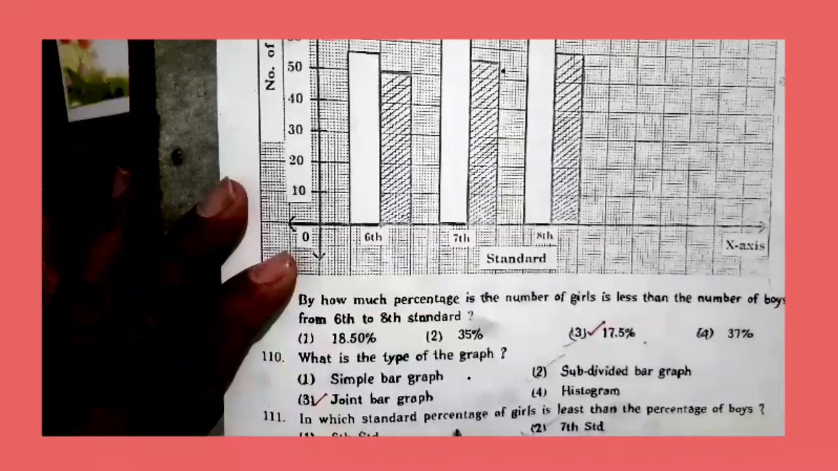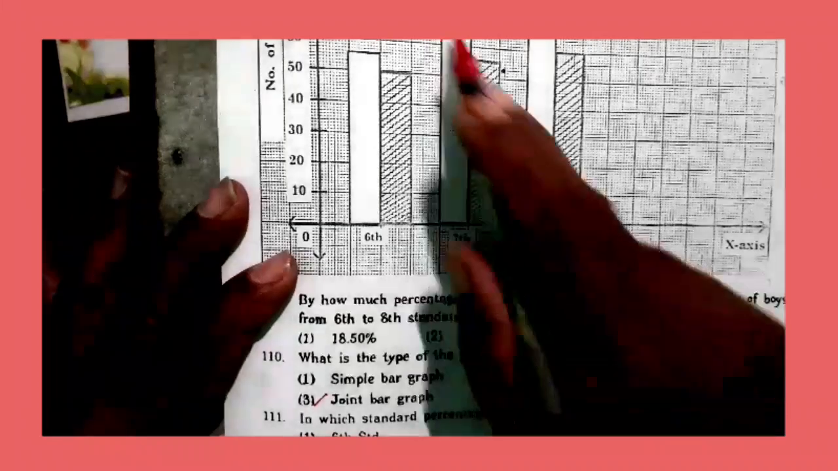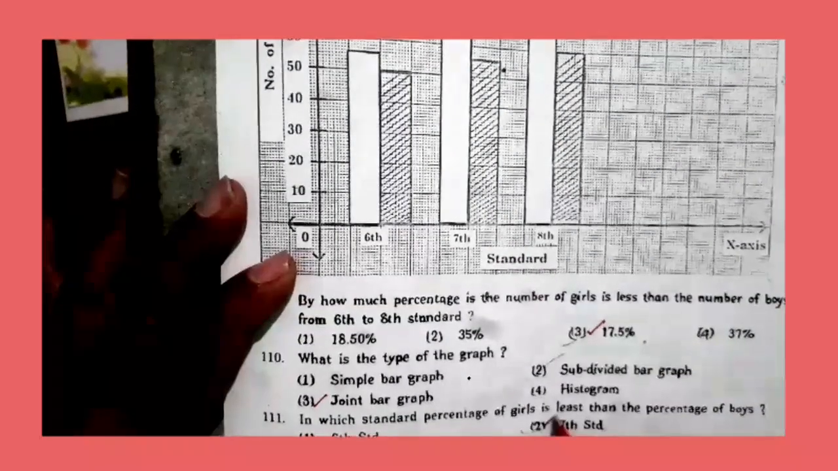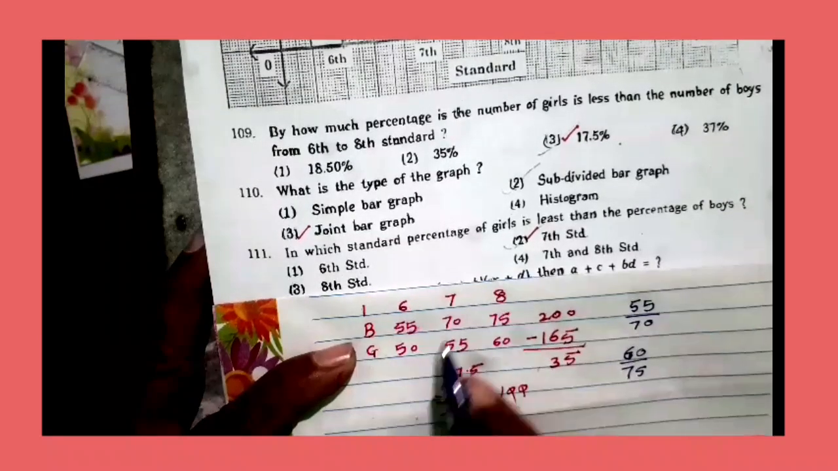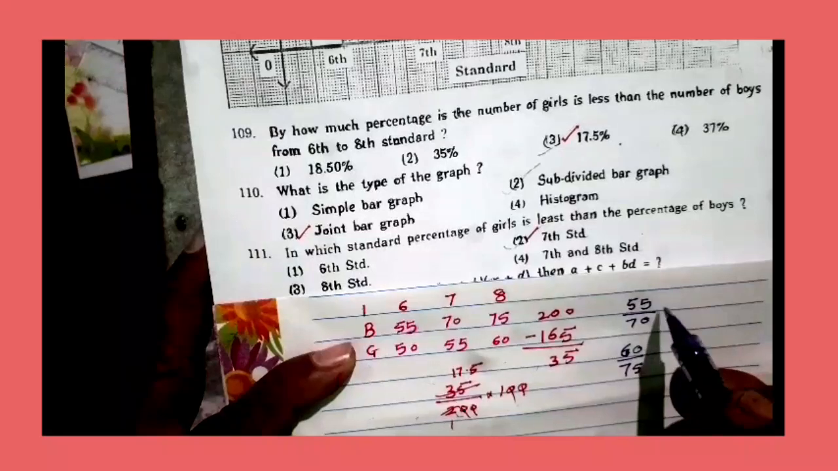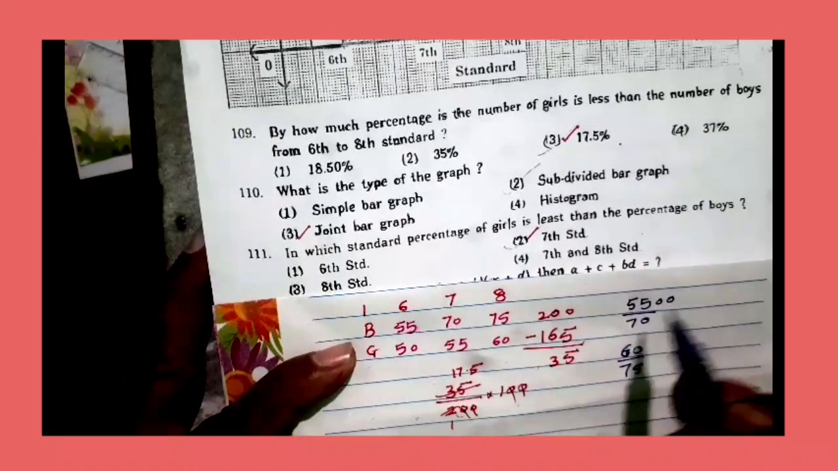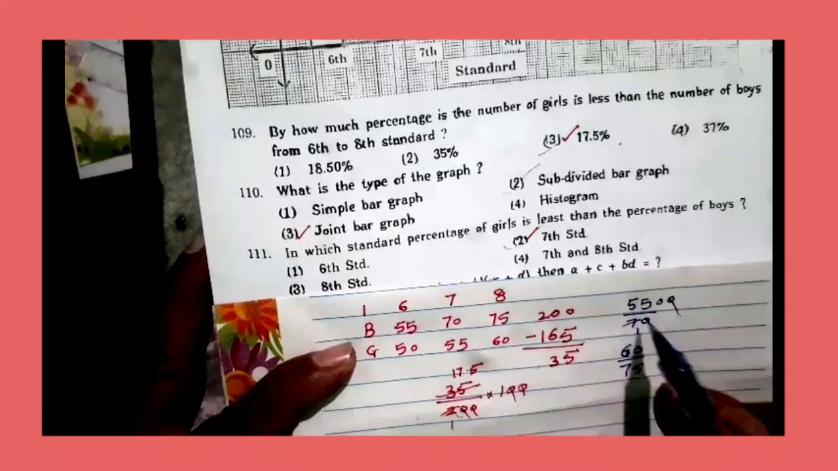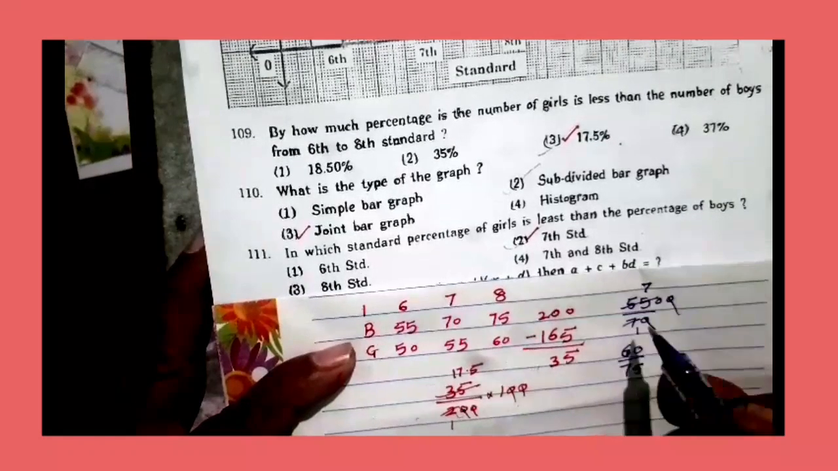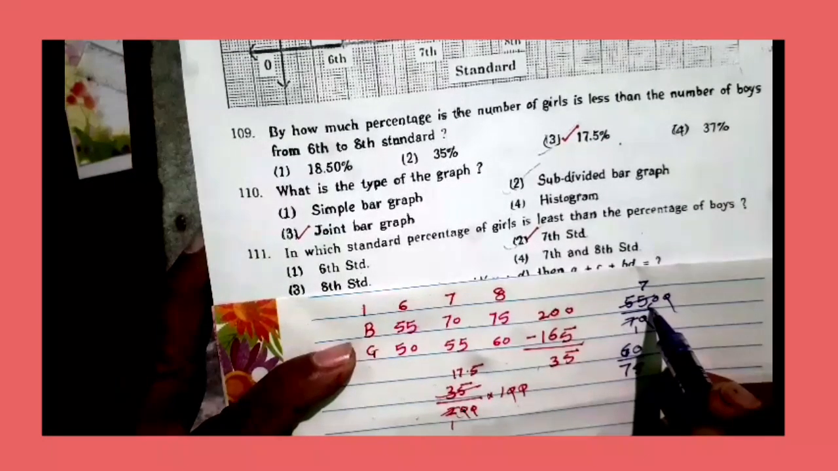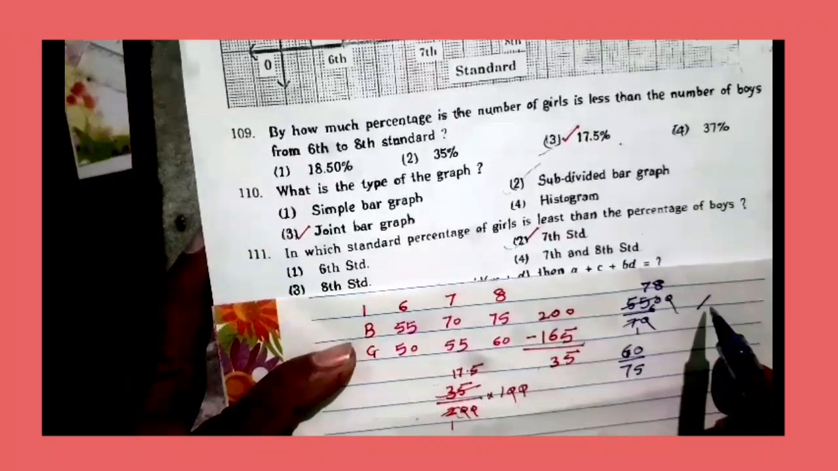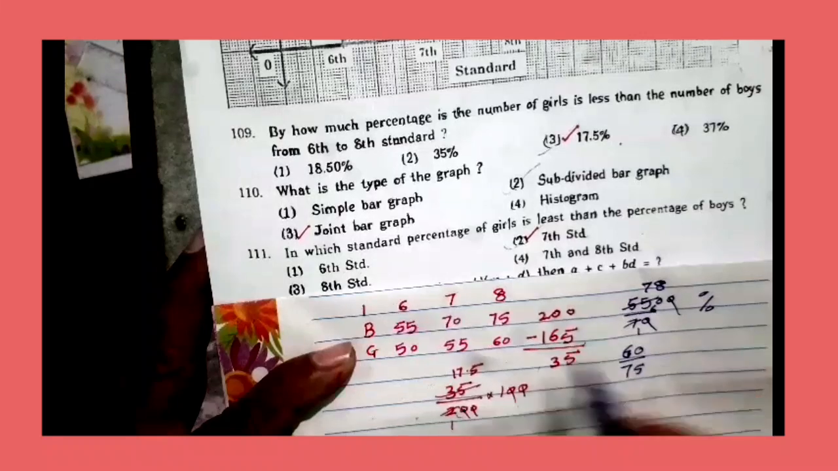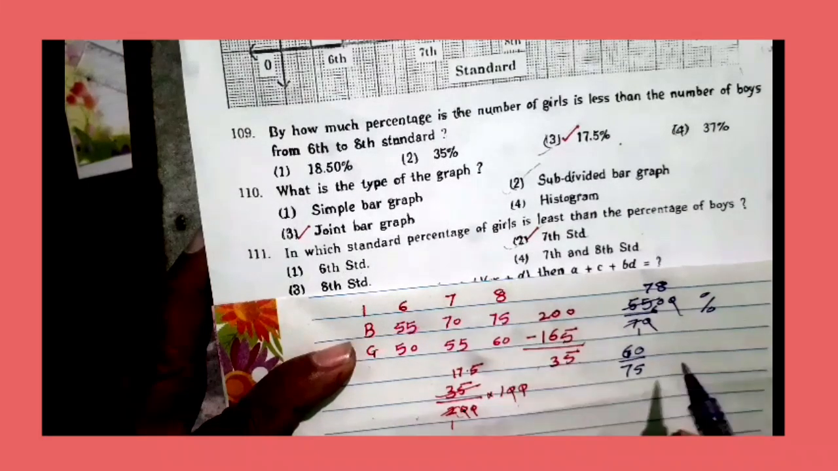In which standard is the percentage of girls less than the percentage of boys? Our answer is 7th. Check. 7th standard: girls is 55 and boys is 70. Multiply by 100. This cancels. 5. 7 times 7 is 49. 7 times 8 is 57. That is 78%.